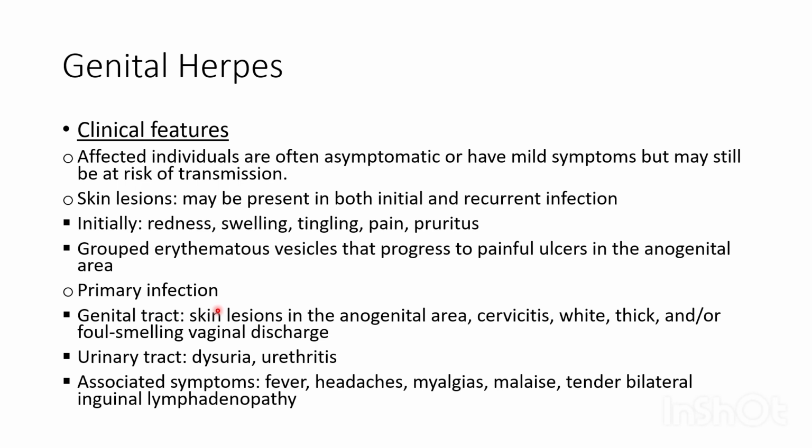Primary infection. As it is a sexually transmitted disease, primary infection site is genital tract: skin lesions in the anogenital area, cervicitis, white thick and/or foul smelling vaginal discharge, urinary tract involvement, dysuria, urethritis. Associated symptoms: fever, headaches, myalgias, malaise, tender bilateral inguinal lymphadenopathy.